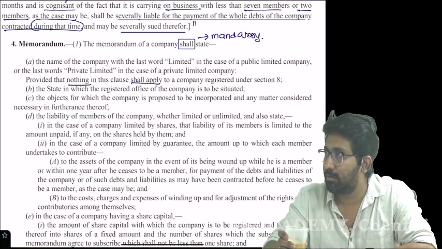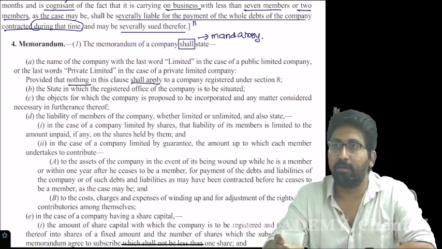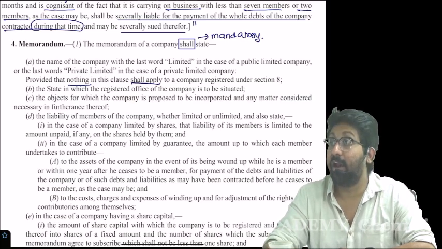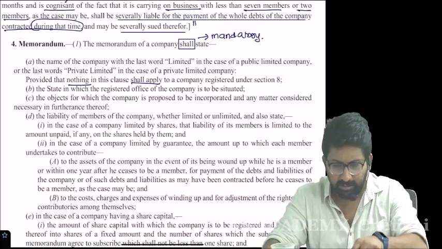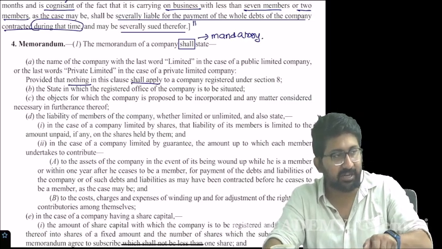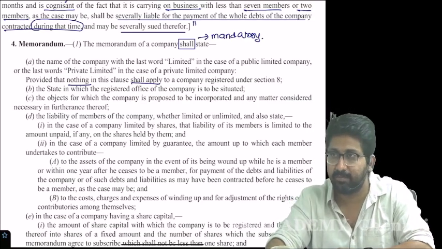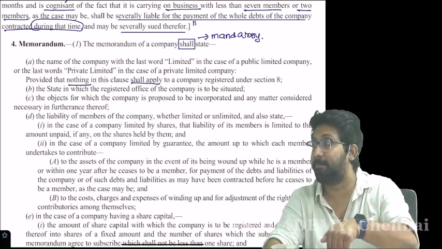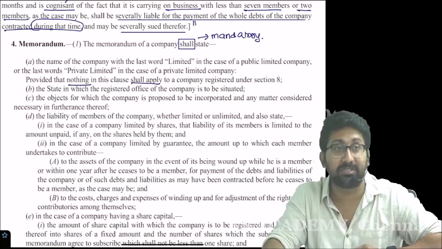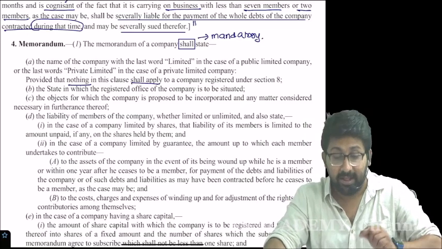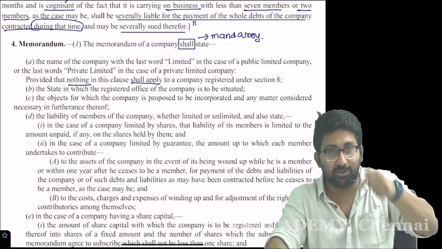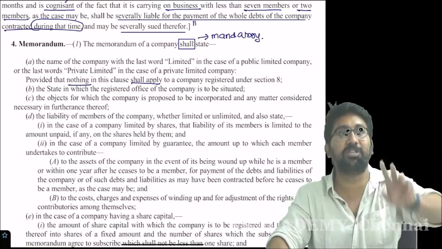Clear? Tell me, what is the difference between interpretation and construction? Interpretation is the concept of giving the right meaning to the words. So give the right meaning to the word. What is the first line of the section? The memorandum of a company shall state the name. That shall will not apply in the case of which company? That's why he did not use the words 'Section 8 company shall not use the word.' Nothing in the clause shall apply. In the clause, what is there? Mandatorily using the words is there. That mandatory provision does not apply to you.